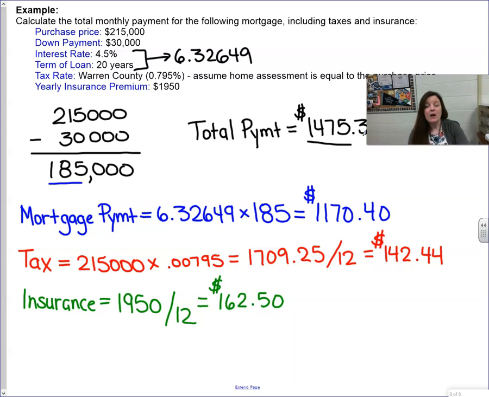All right. Well, I hope you enjoy learning about mortgages. This is the end of Chapter 13, which is Unit 2. So after this section, you should be ready to take your unit exam.